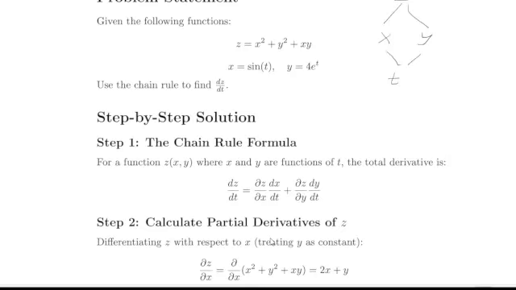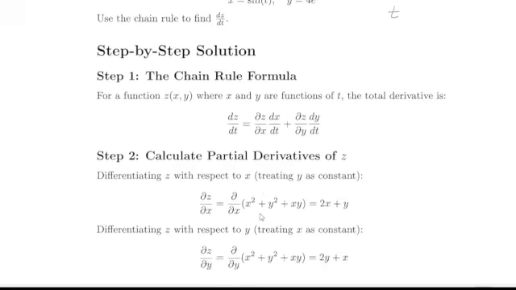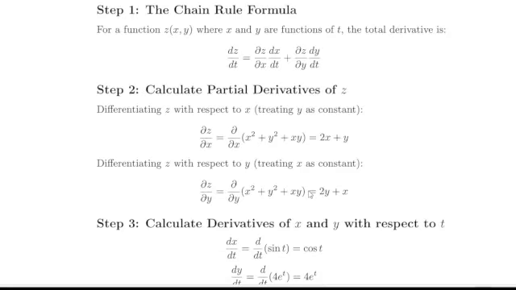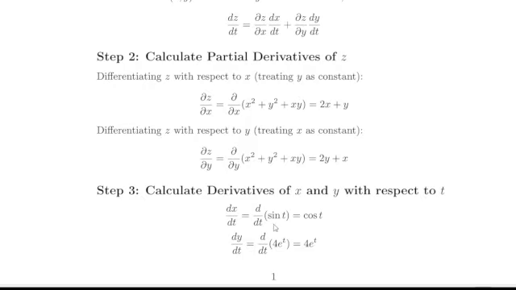So now I need to take the partials. Starting off with partial of z with respect to x, I'm going to take the partial derivative of x squared plus y squared plus xy with respect to x and get 2x plus y. Do the same thing but now with respect to y and get 2y plus x. Finally, we have to take dx over dt and dy over dt. So that's just going to be the derivative of sine t, which is cosine t, and then the derivative of 4e to the t, which is 4e to the t.